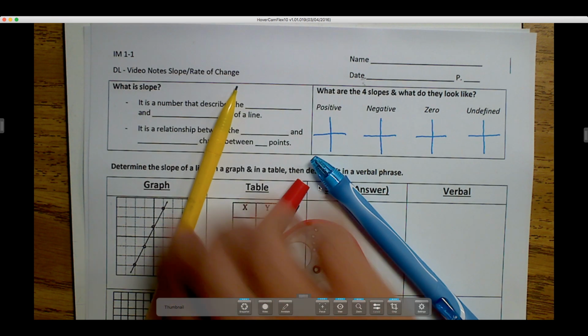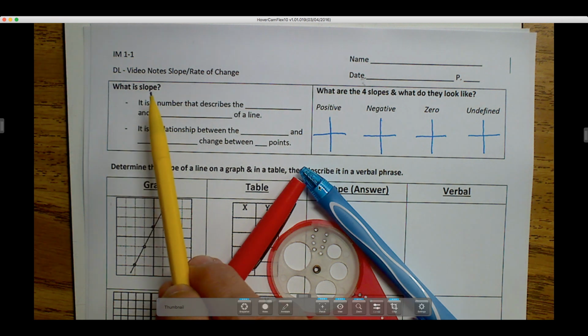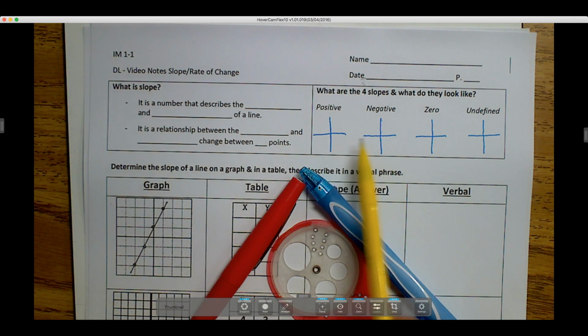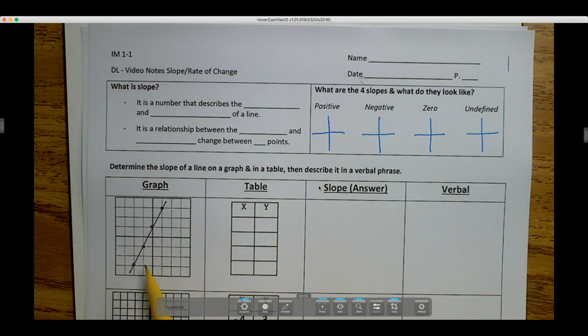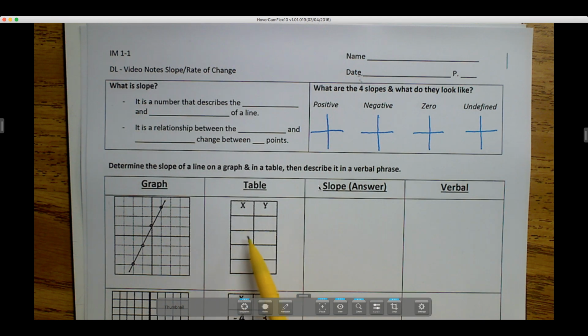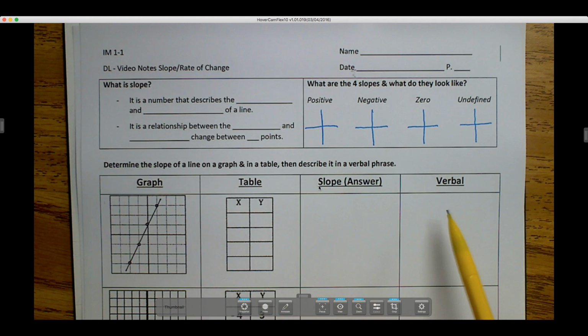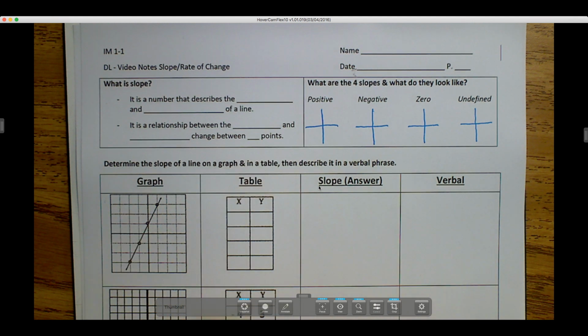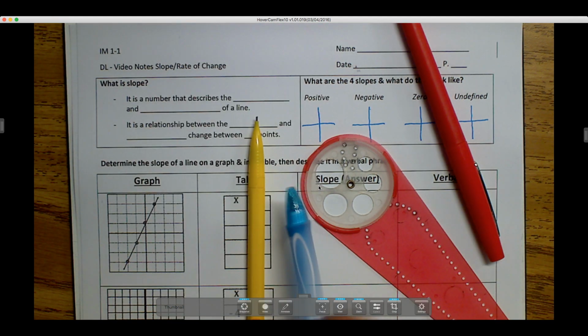Okay, today's lesson is on slope and rate of change. We're going to start off by discussing what slope is, talk about the four different types of slopes, and then we're going to look at the slope using a graph line, putting it into a table, and showing how they can work back and forth, determining what the slope is, and then giving a verbal expression. So utilizing a lot of different ways to talk about and show slope. You'll notice that I have a couple of pens, a straight edge, and a pencil. So let's get started.